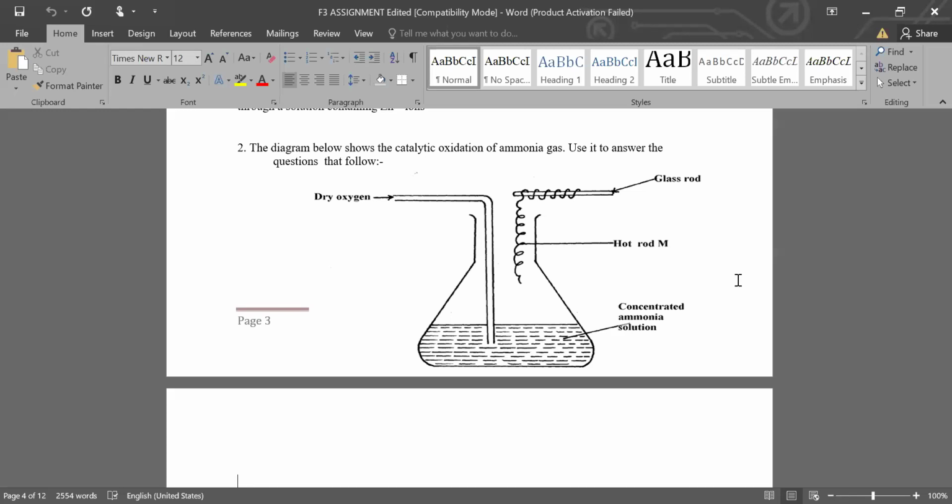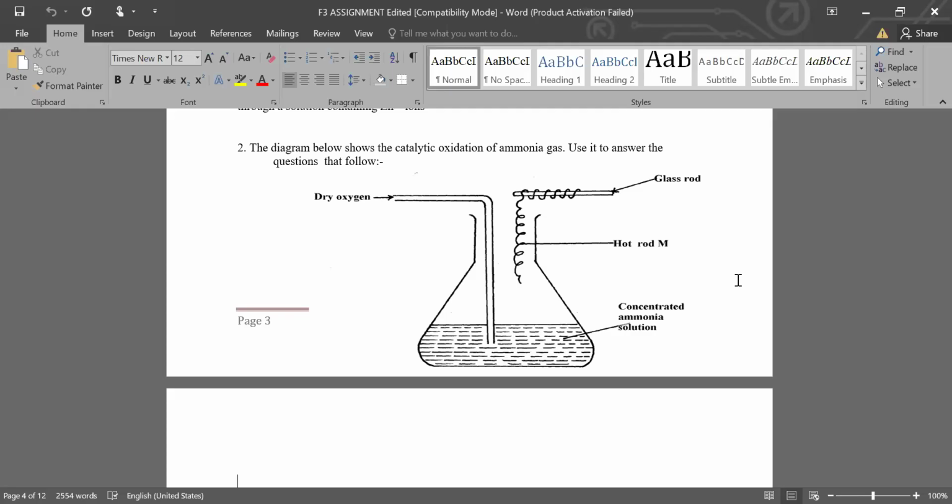So there is a question down there asking, what is M? M is hot platinum. Platinum will act as a surface where the two gases will react. At the same time, it is also acting as a catalyst to speed up the reaction. And the reaction is also catalytic oxidation. The ammonia will react with oxygen to form nitrogen 2 oxide, and the other product will be water.